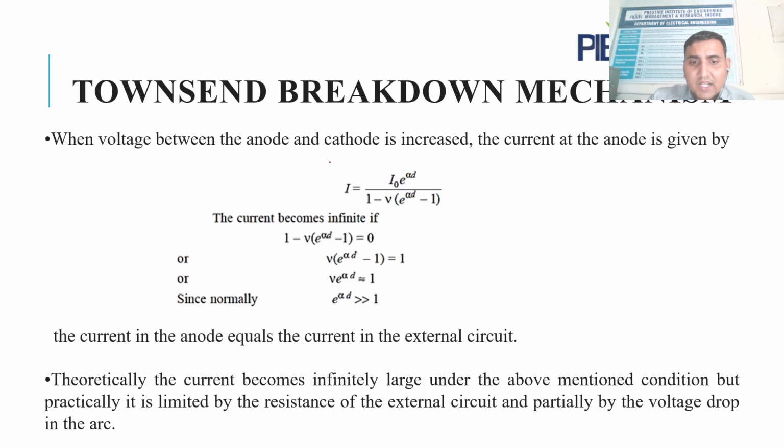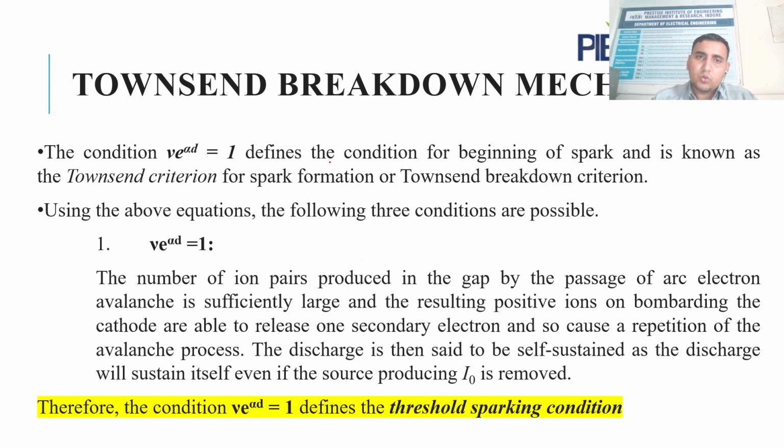The criterion suggests that if alpha d is greater than 1, then the current in the anode is equal to the current in the external circuit. Only if this is possible, the current on the outer side is equal to the inner side of the circuit, if alpha d is greater than 1 only. Theoretically it is proven that the current becomes infinitely large under the above mentioned condition. Practically it is limited by the resistance of the external circuit also.